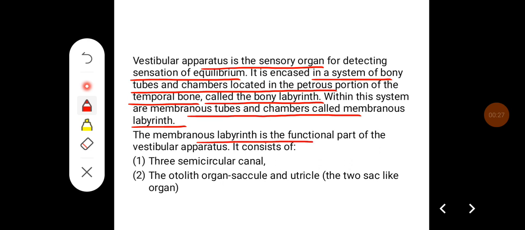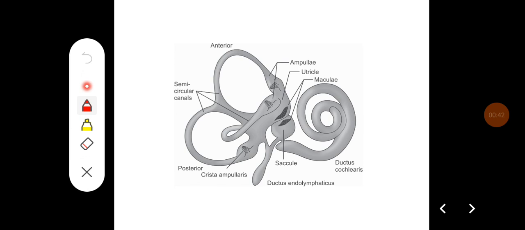The membranous labyrinth is the functional part of the vestibular apparatus and it consists of three semicircular canals and the otolith organ, which are called as saccule and utricle. There are two sac-like structures or organs. This diagram shows the vestibular apparatus, which consists of semicircular canals represented in the three planes and they are 90 degrees to each other, and you have utricle and saccule.